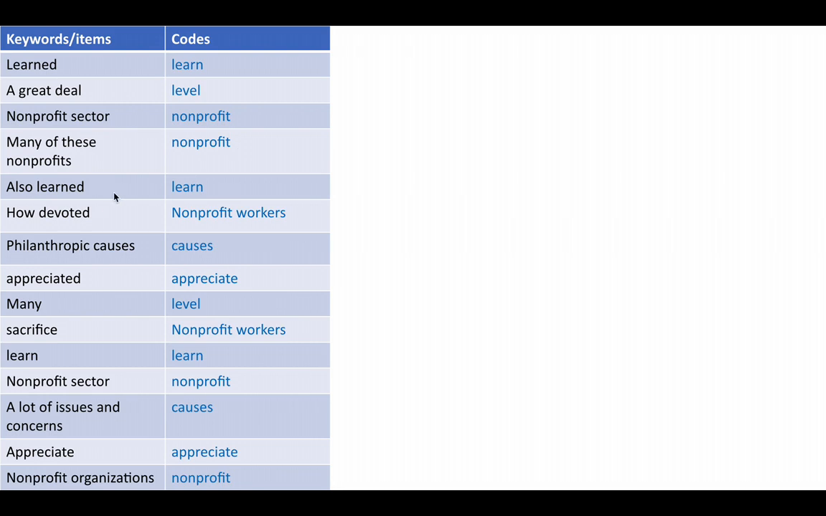And I also coded "learned" as learn, because I think that is the same thing as learned, right? So these are the same. They all refer to nonprofits. "How devoted" refers to the nonprofit workers, right? And for some philanthropic causes, I labeled them as cause. "Appreciate," "many," "so many," and "a great deal," I think they all refer to the level of learning. So I assign level as a code, so I coded them as level.